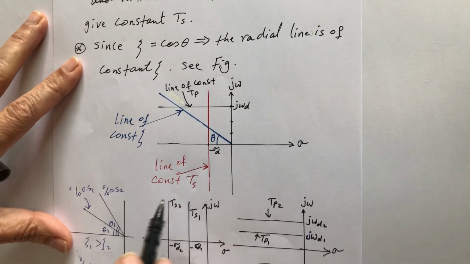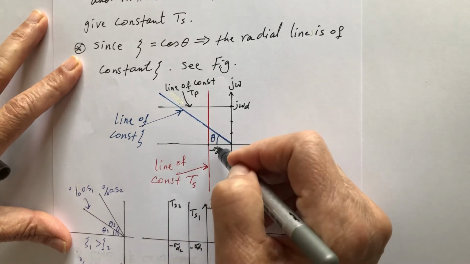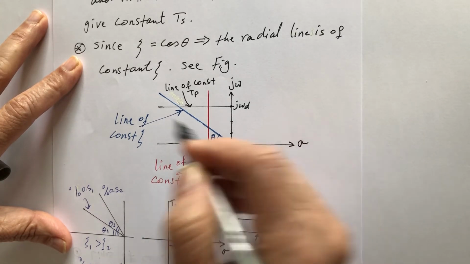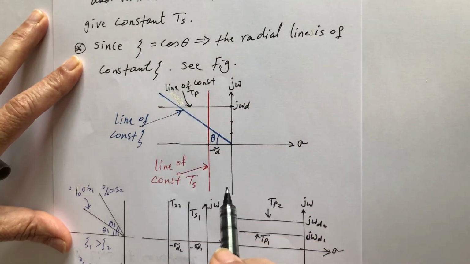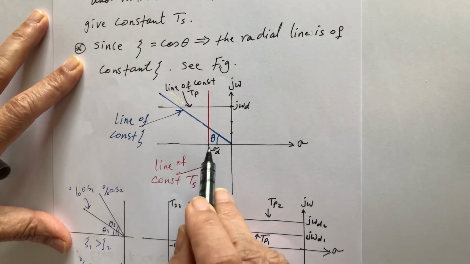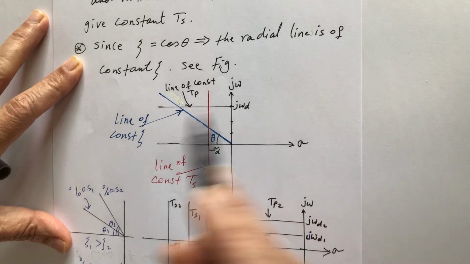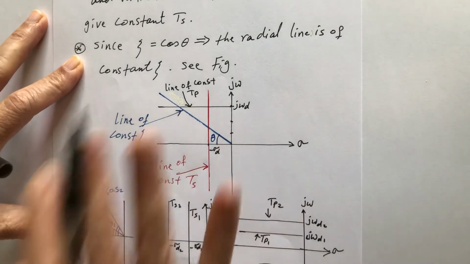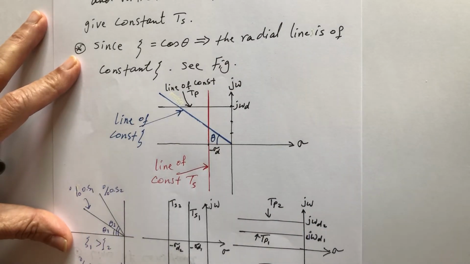I put them in colored pencil so that you can see. And from this, we make zeta equal cosine theta. So this is the line of constant zeta. Every point you take here has the same zeta, because we draw a line of theta, where cosine theta equals zeta. That's the meaning of the parameters we are interested in for a second order underdamped system.